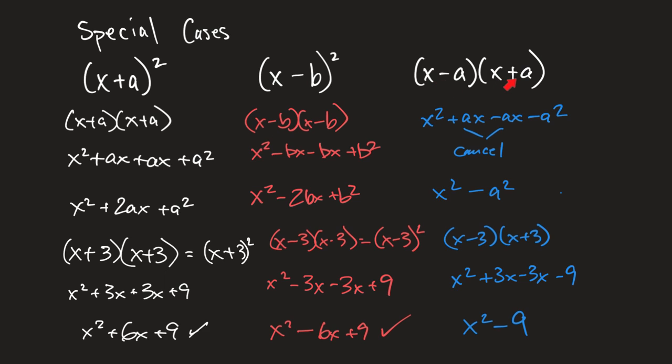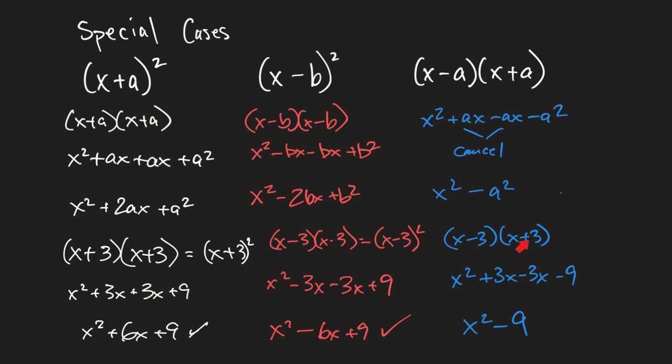So what happens if the signs are opposite? X minus a times x plus a. FOIL it. X squared plus ax minus a squared. When I combine like terms, these cancel, and so they go to 0. Then I'm left with x squared minus a squared.